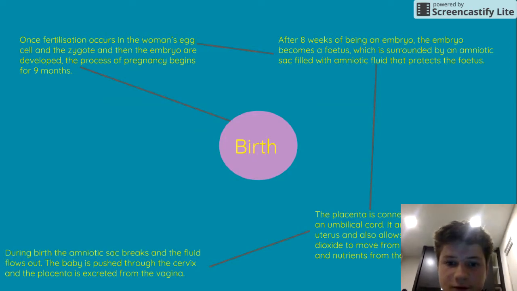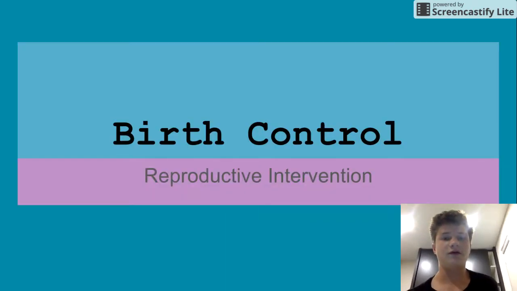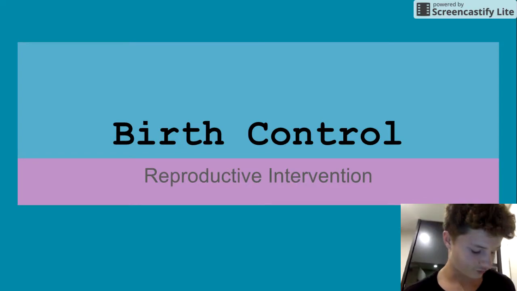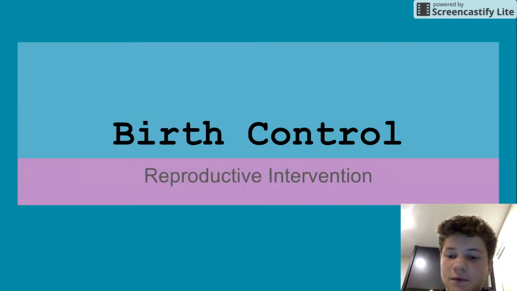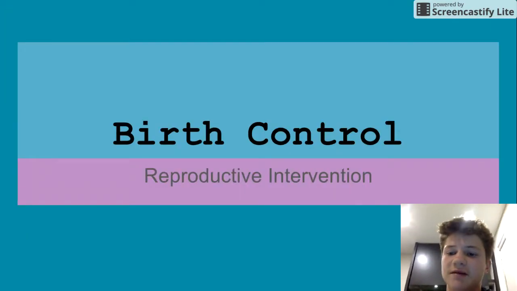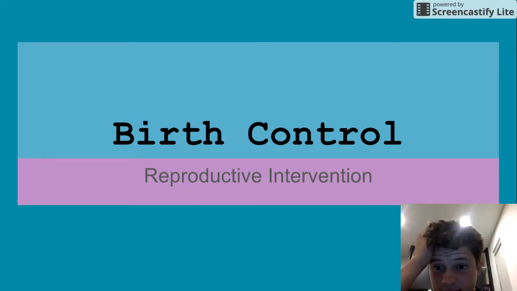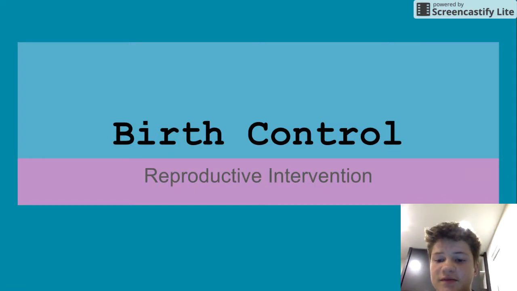So, birth control. This is what I think would control the overpopulated planet, by using many types of birth control. So, what is it? Birth control is any method used to prevent pregnancy. This can include many things like contraceptives, abortions, or designated pills for pregnancy prevention.